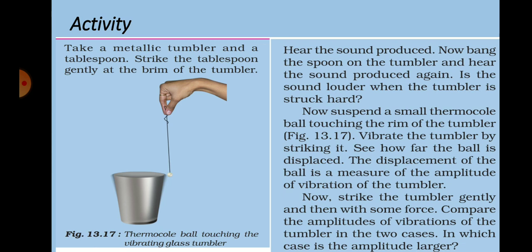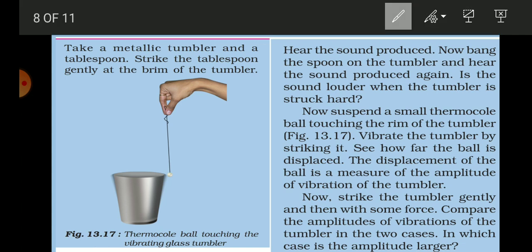Now you learn one activity to understand how loudness depends on amplitude. For this, you need to take a metallic tumbler and a tablespoon. Strike the tablespoon gently on the brim of the tumbler. So with the spoon, strike the tumbler or the glass gently.